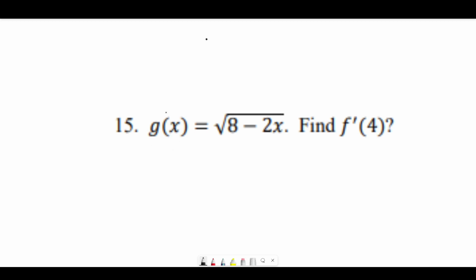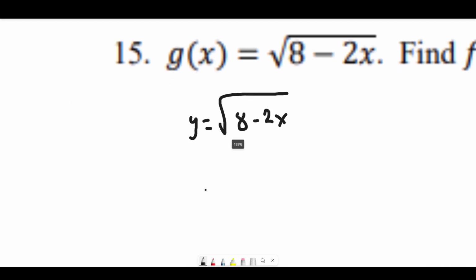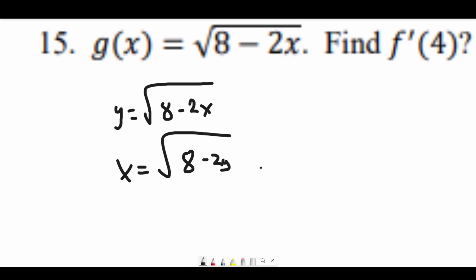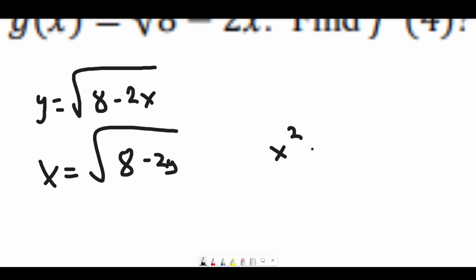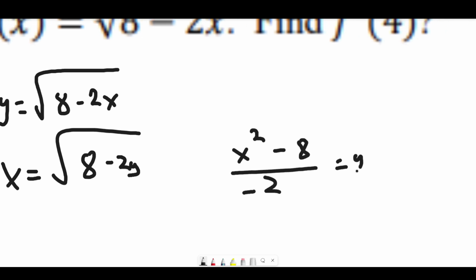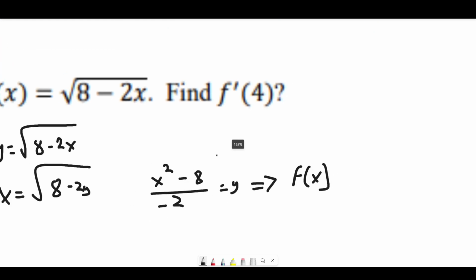And we know that g of x is the same thing as y. So I'm just going to replace g of x as y. So y equals the square root of 8 minus 2x. And in order to find the inverse, we just flip the variables. So x equals the square root of 8 minus 2y. And once I solve for y, it's just going to be x squared minus 8 over negative 2 equals y. So this right here is f of x. And that's important to know. We're going to do something like that later.